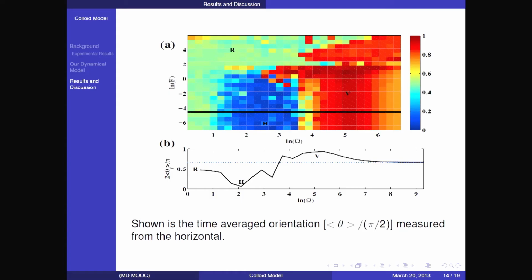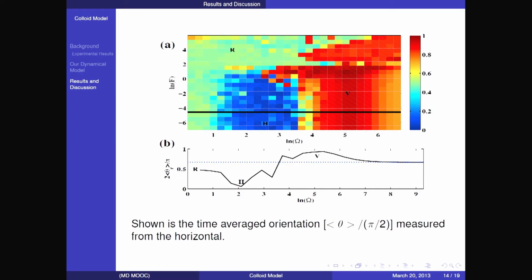Pi over 2 basically means that it's pointing up in the y direction, which means it's in the same direction as the electric field. So that means whenever you see red, it means it's the normal orientation. And wherever you see blue, the angle is 0, which means it's the odd orientation.